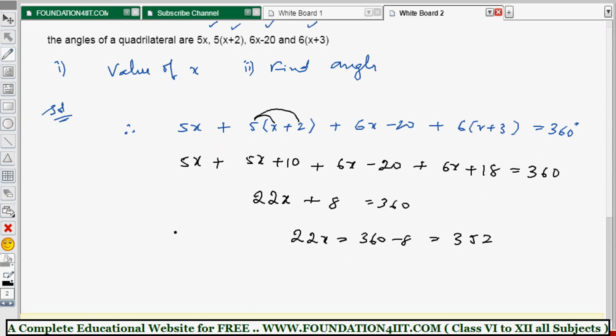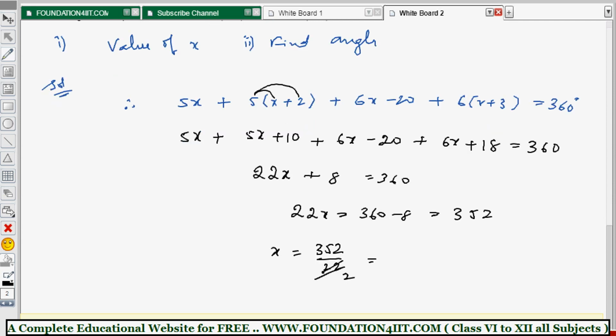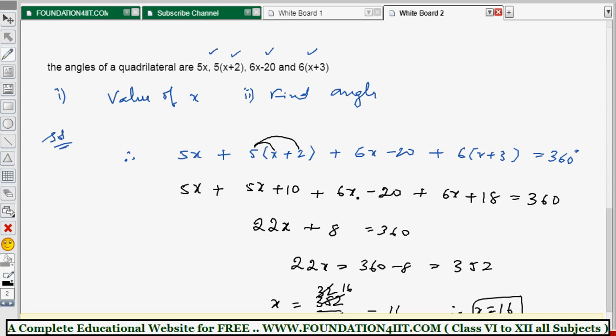Then you can find out the value of x. Therefore x is equal to 352 divided by 22. So 22 you can cancel with the 11 table. 11 2s are 22, 11 3s are 33, and so on. Just do the simplification. So x is equal to 16. Once you know the x value, you can substitute this x value in the first, second, third and fourth angles. Then you can find out the angles.